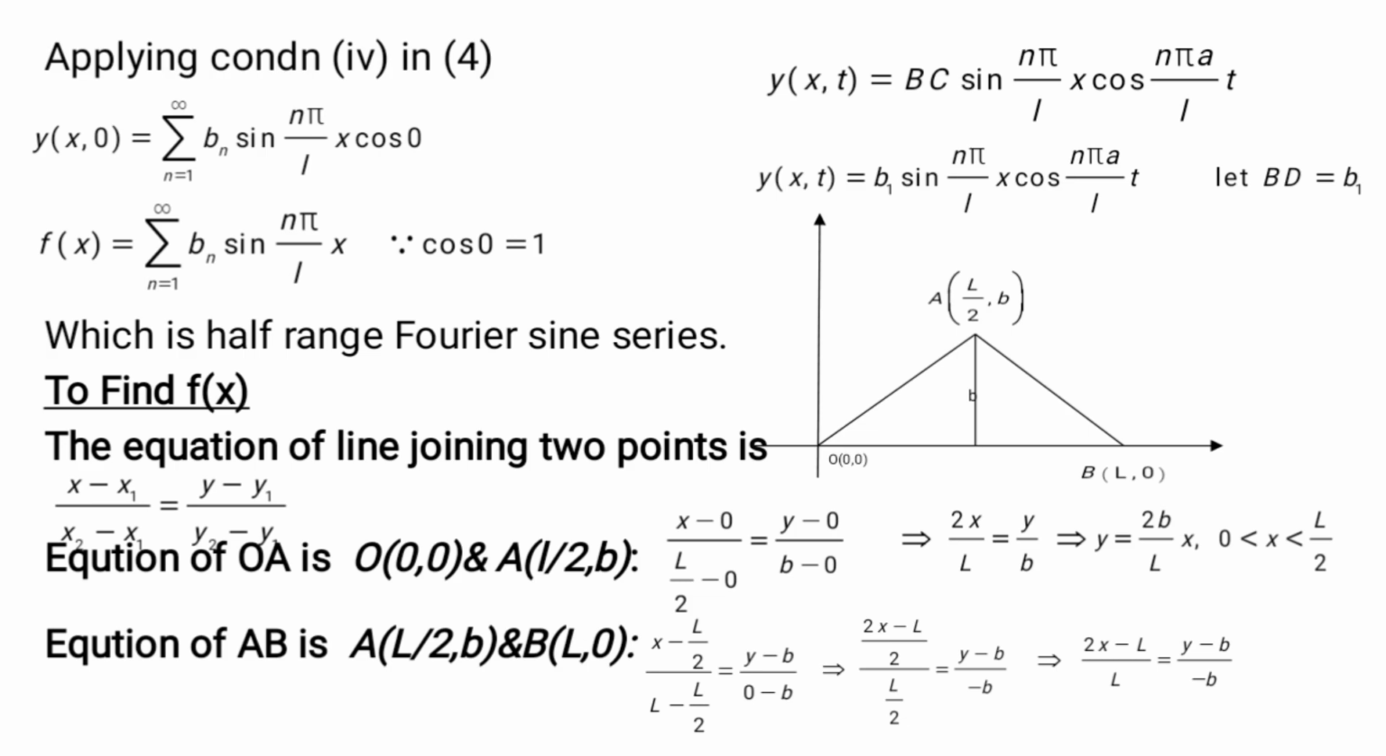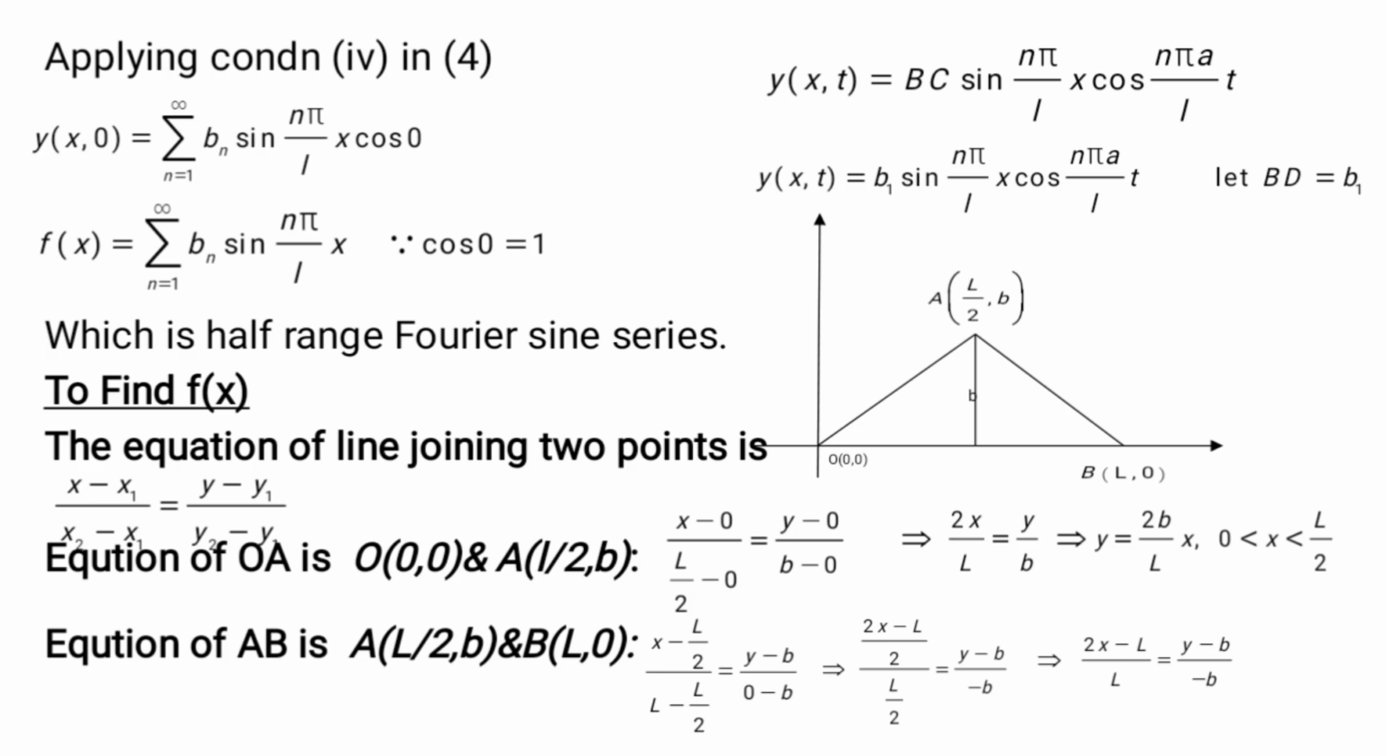Apply condition 4. We have y of x comma 0 is equal to f of x. So put t is equal to 0. So we have y of x comma 0 equal to summation n equals 1 to infinity b_n into sin n pi x by L. So it is the form of a half range series. So you have to find the b_n value. b_n equal to 2 by L integral 0 to L f of x into sin n pi x by L dx. Find the f of x value.